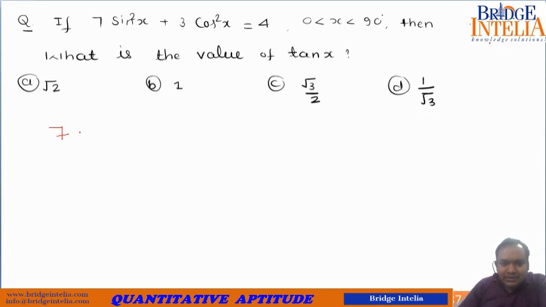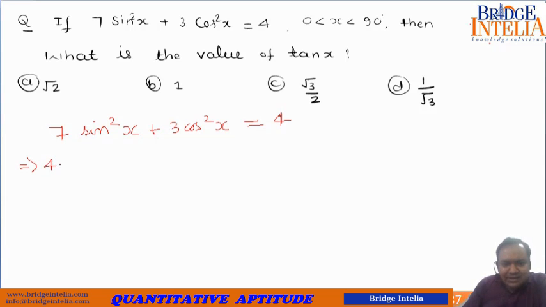How? Let's see. 7 sin square x plus 3 cos square x is given to us as 4. So to use the identity, either it would have been 7 cos square x or 3 sin square x. That would have been better. So let's make use of one of them. Out of 7 sin square x, you combine 3 with 3 cos square x so that you can use the identity. So what do I mean by this?